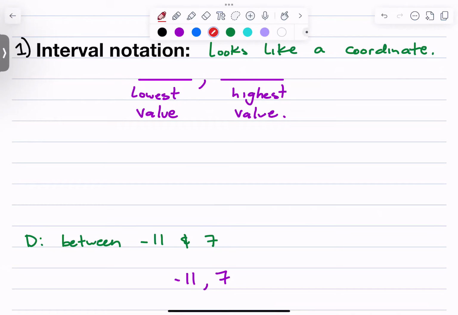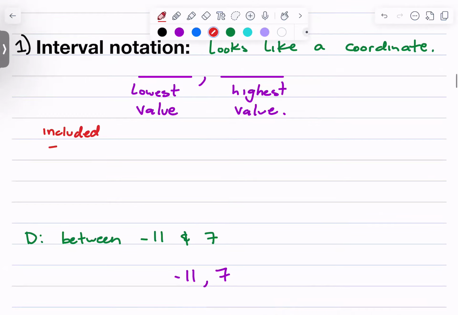And then just like a coordinate where you have parentheses, right? Here are some rules. If that lowest value in my domain, if negative 11 is included in my domain, right? It's gonna be brackets. I'm gonna use brackets, okay? If it's excluded, then I am gonna use parentheses, okay? That's the rule, all right?